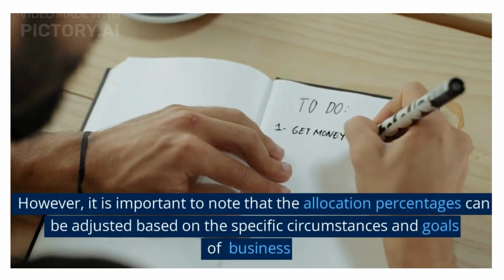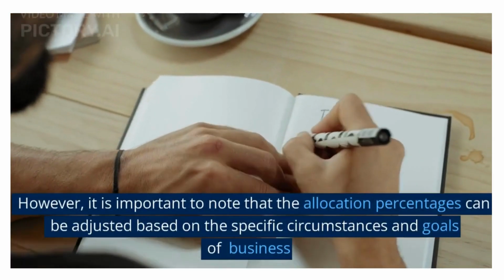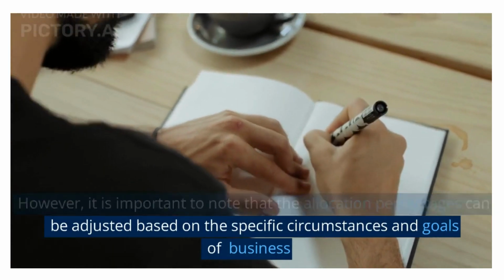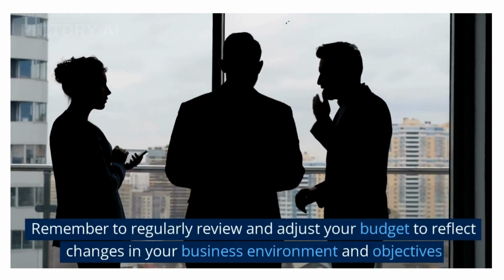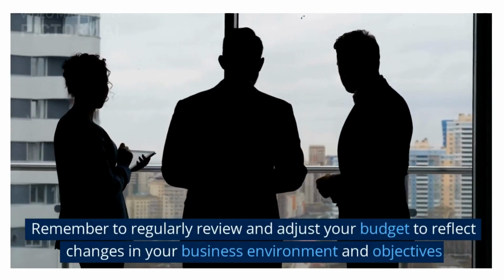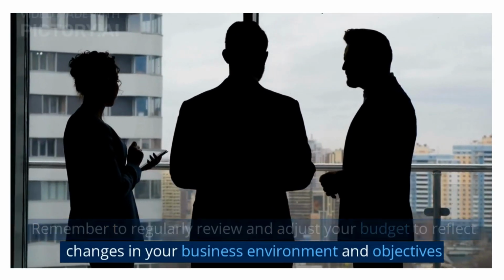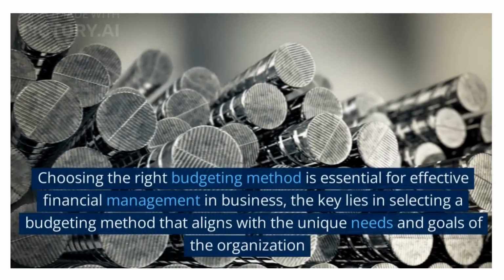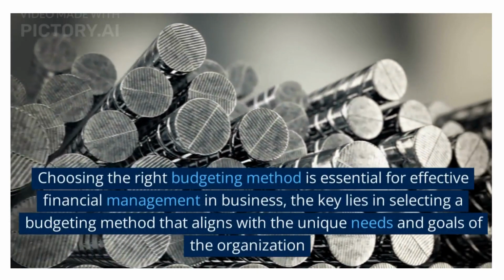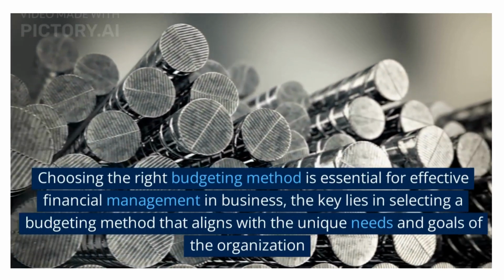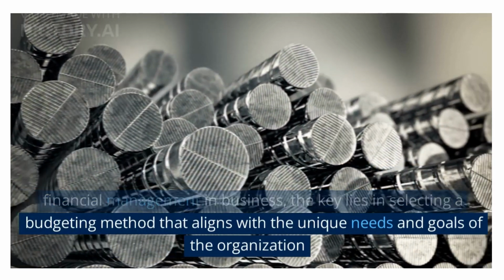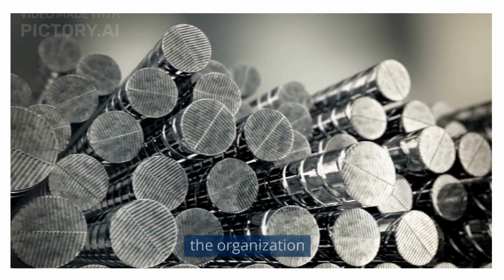However, it is important to note that the allocation percentages can be adjusted based on the specific circumstances and goals of business. Remember to regularly review and adjust your budget to reflect changes in your business environment and objectives. Choosing the right budgeting method is essential for effective financial management in business. The key lies in selecting a budgeting method that aligns with the unique needs and goals of the organization.